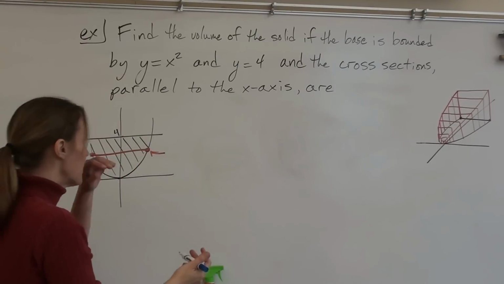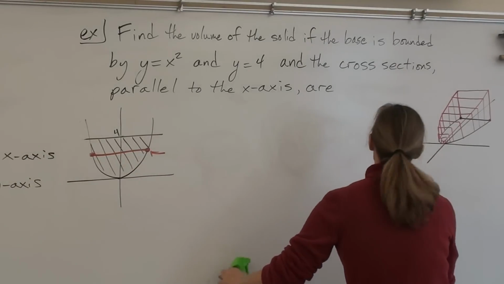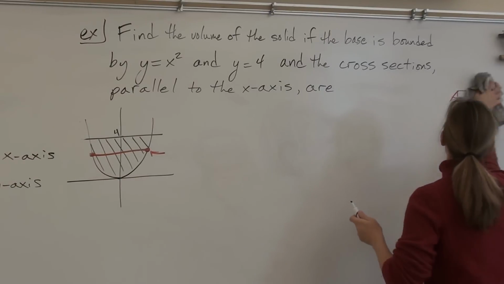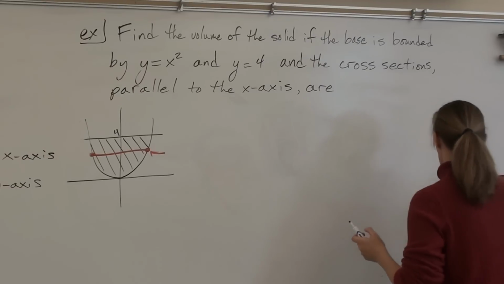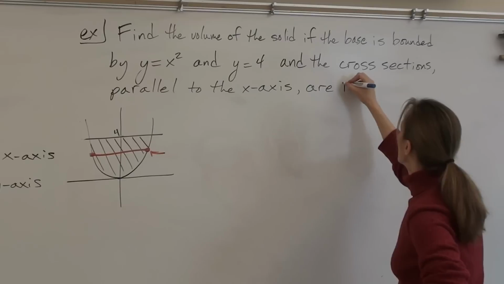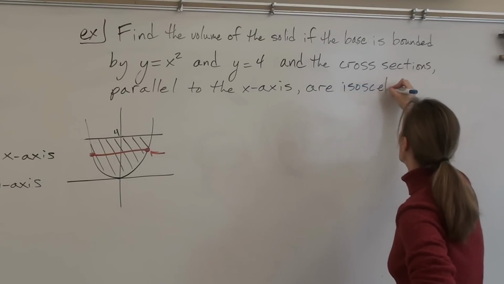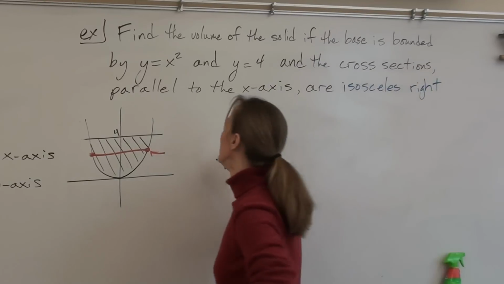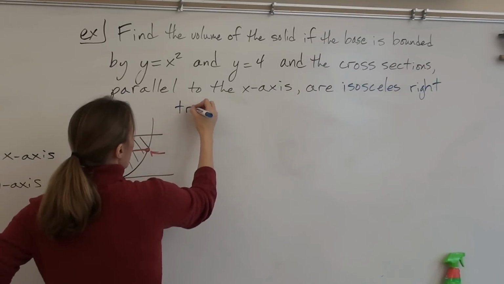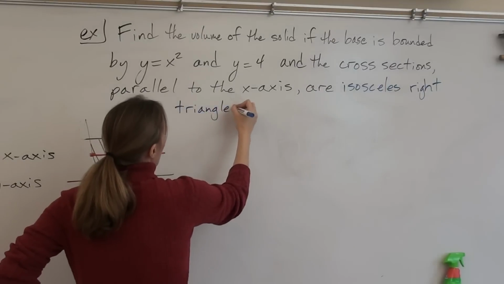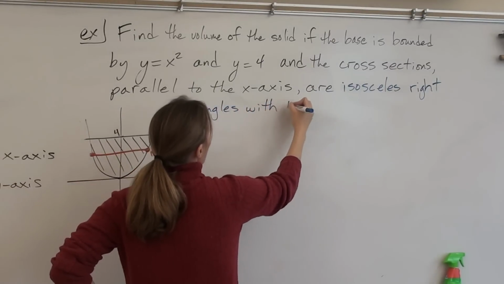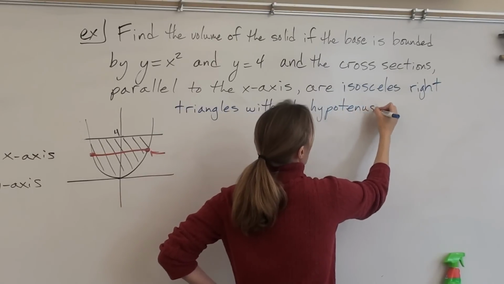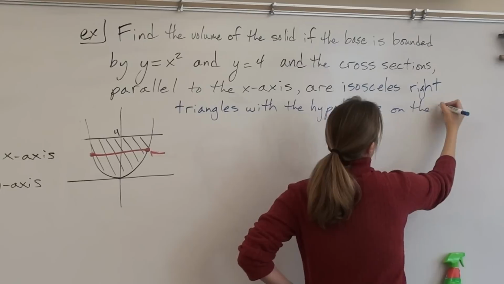All right, so let's try another one. So we're going to do isosceles right triangles. What even is that? That's an equilateral triangle. No, I don't know what an isosceles right triangle is. With the hypotenuse on the base.